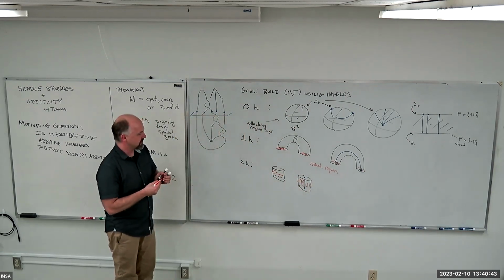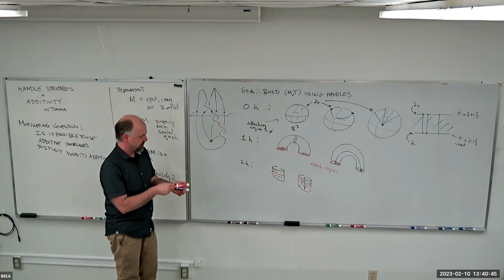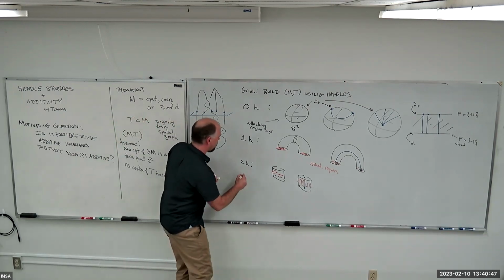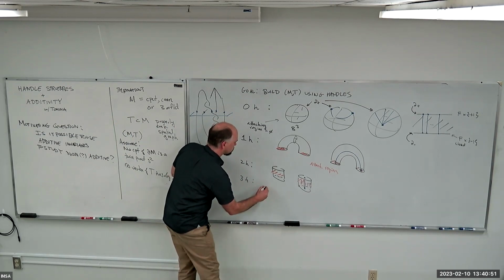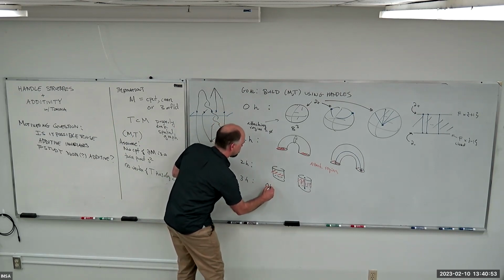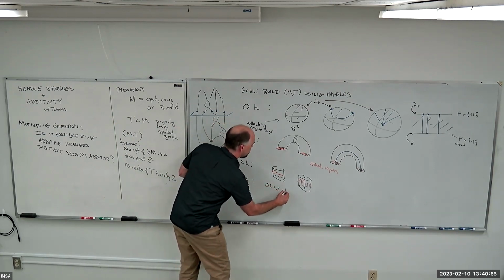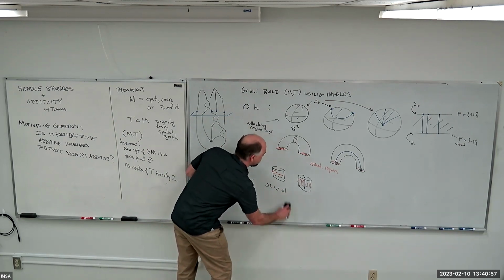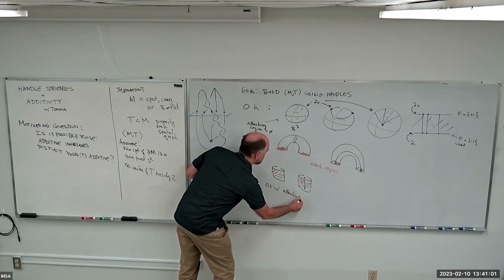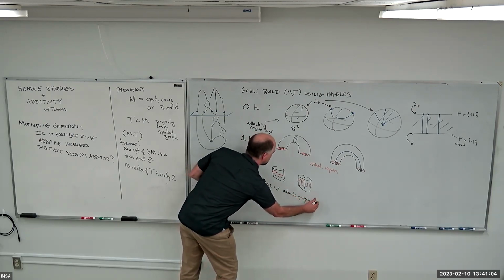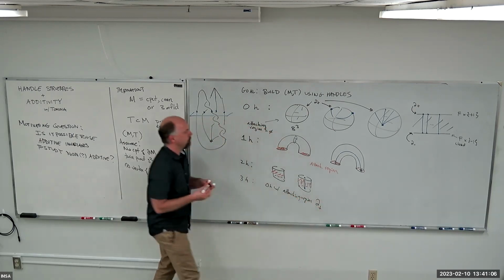So two handles, we just have the other attaching region, and three handles are zero handles with attaching region. The boundary plus.